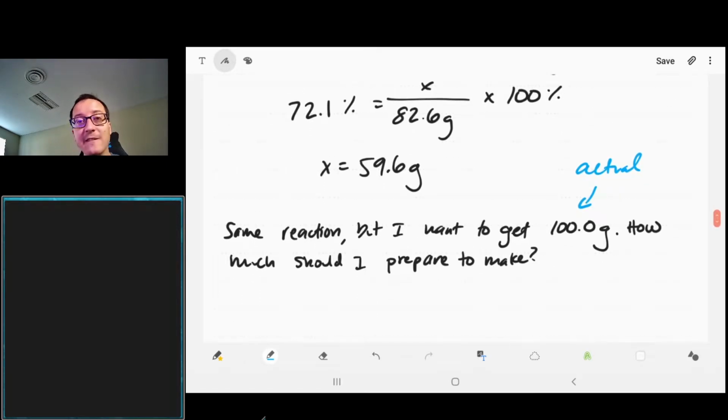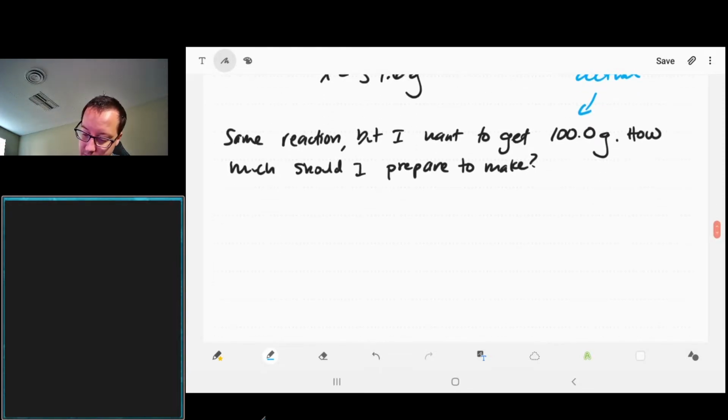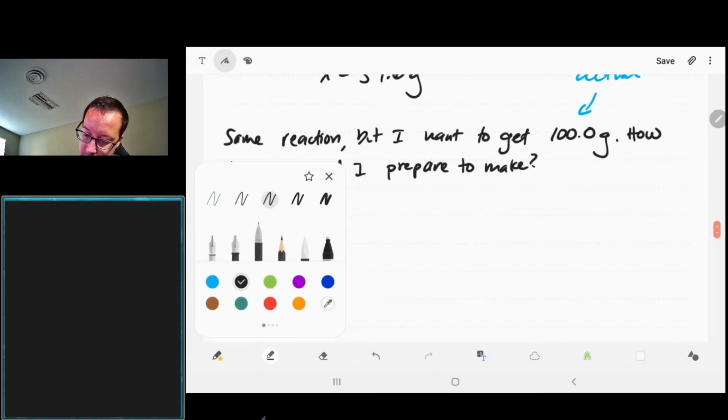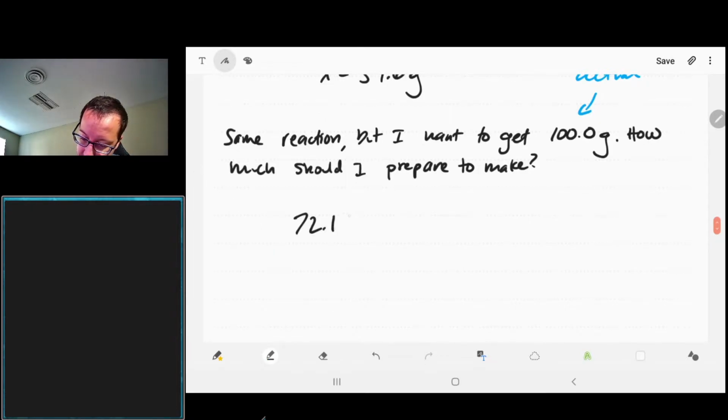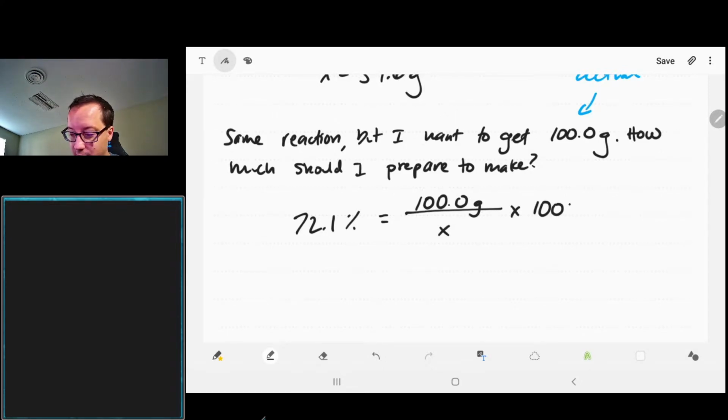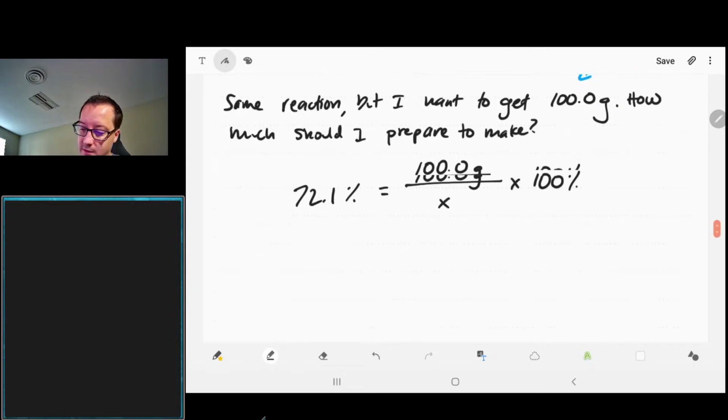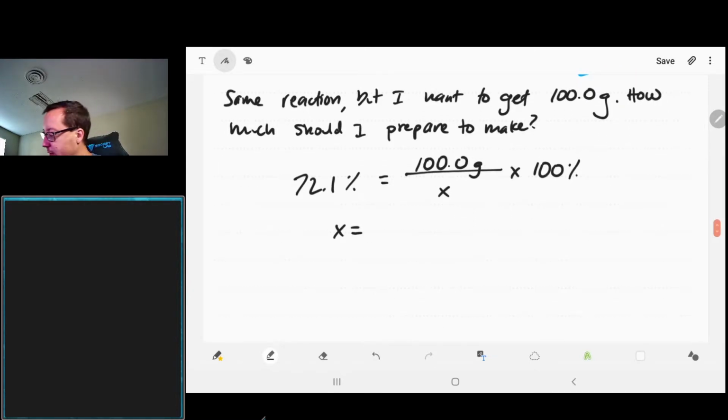And so this time we're kind of figuring out what the theoretical yield should be. I want to plan that theoretical yield. So same reaction. We know we want to get out 100 grams. We don't know what our theoretical yield will be, or what we should plan for it to be, but we can solve for it. If we do so, 100 divided by 0.721, 138.7 grams.